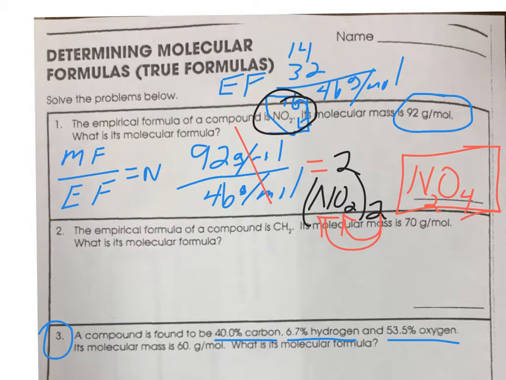So are we lost anywhere? You see how it's just an extension, a little extension to what we did for the empirical formula. Yes? Because you have to find the empirical formula first, and then you're just going to add this thing. And that gives you the molecular. Does anybody have any questions?